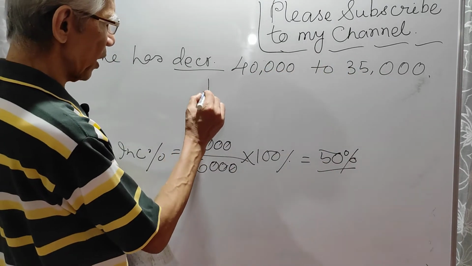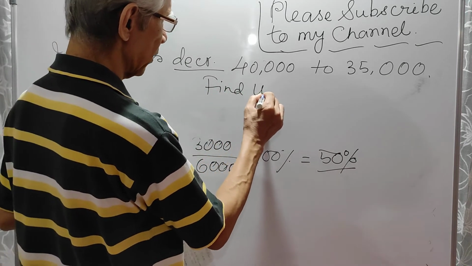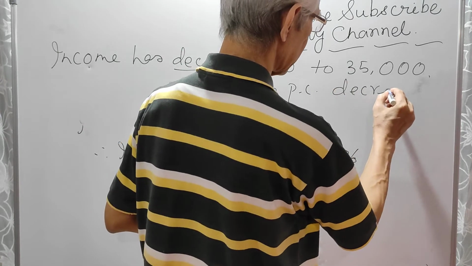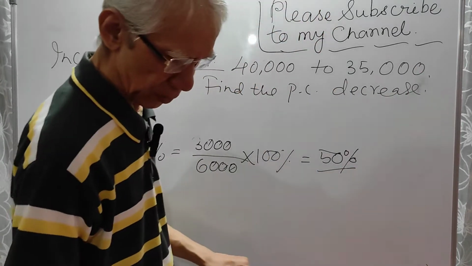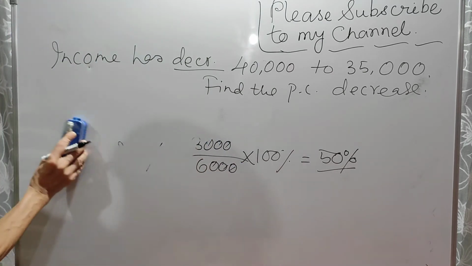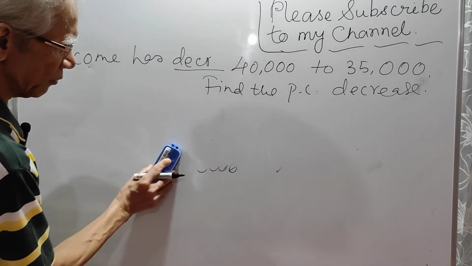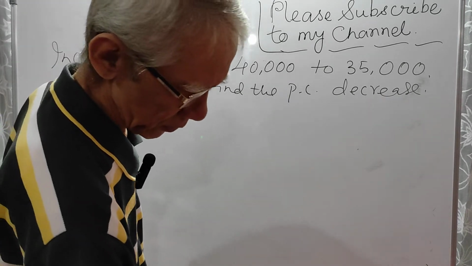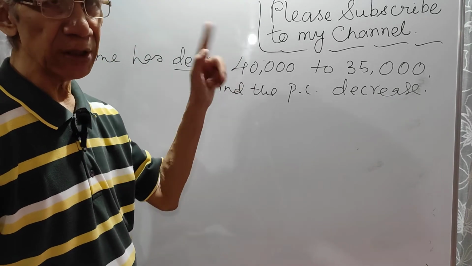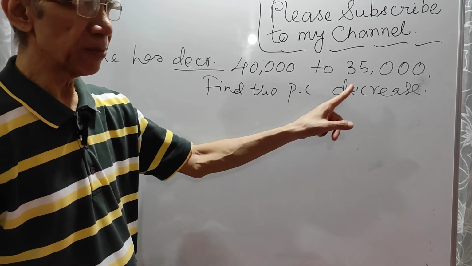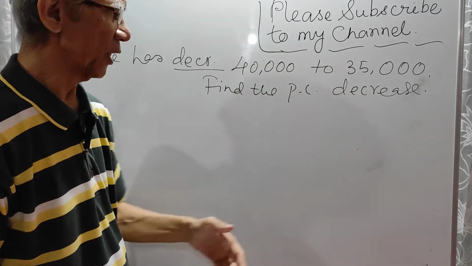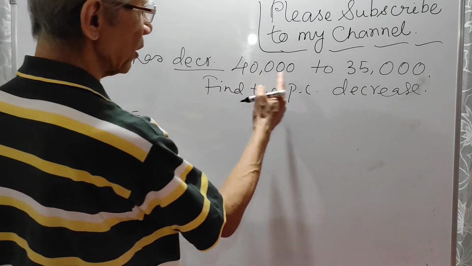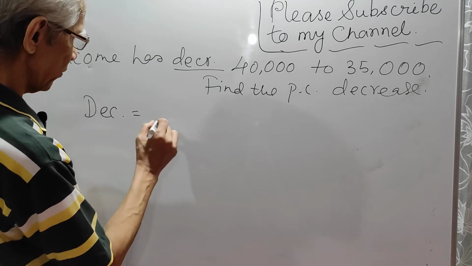Now the question is find the percentage of decrease. The income of a person has decreased from 40,000 to 35,000. So you have to find the percentage of decrease. In the previous sum, you had to find percentage of increase. Now we are going to find percentage of decrease because this is a case of decrease, right? So first of all, we find the decrease. What is the decrease? 40,000 minus 35,000, isn't it 5,000?